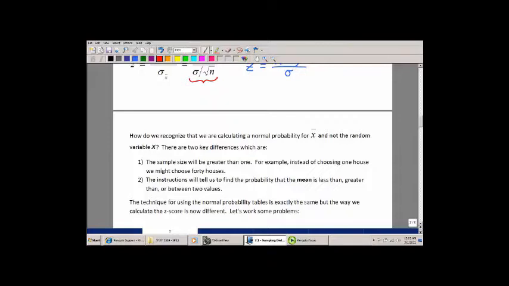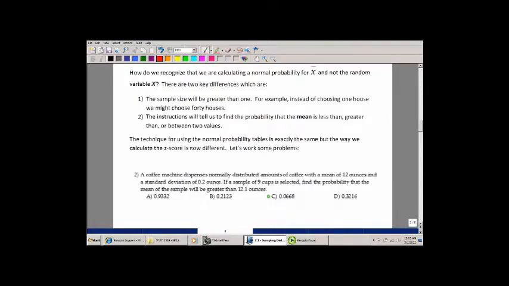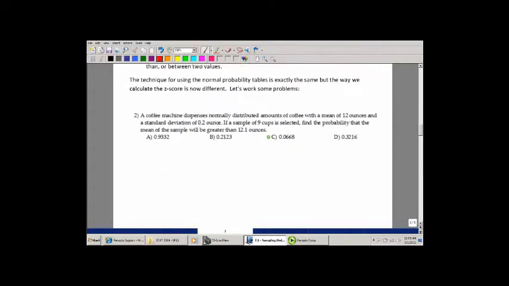Now, also, the question will sort of guide you there if you're paying attention. The instructions will tell us to find the probability that the mean is less than, greater than, or between two values. So it's going to tell you there's more than one value, and the question will be asking for the mean. It might say average, but many times it will say the mean is less than or greater than. That's how we would know that it's the sample mean, the x bar. All right, so let's look at some problems here, and I'll point out the key features as we do these.